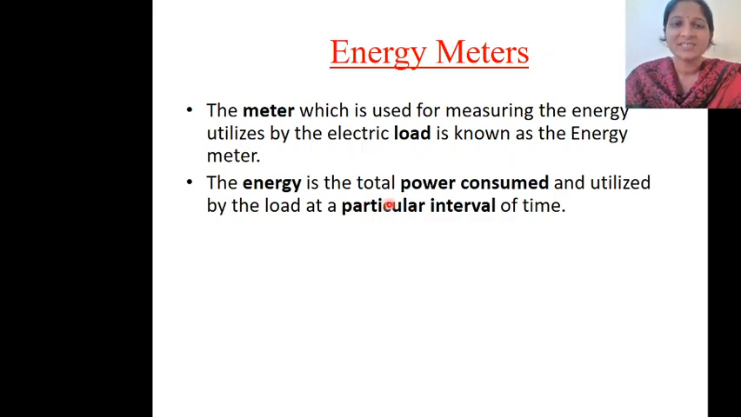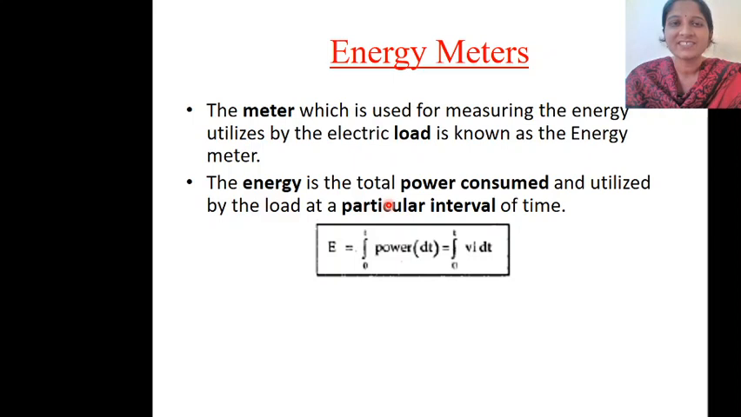And this energy has to be calculated for a particular interval of time. What are the units of energy? The unit of energy is the kilowatt hour. The kilowatt is the unit of power, and we have to note in how many hours it has been consumed, that is, for a particular interval of time. Interval of time can be measured in hours, minutes or seconds, but the energy meter always uses hours. So in a particular interval of time, how much power is consumed is nothing but the energy.